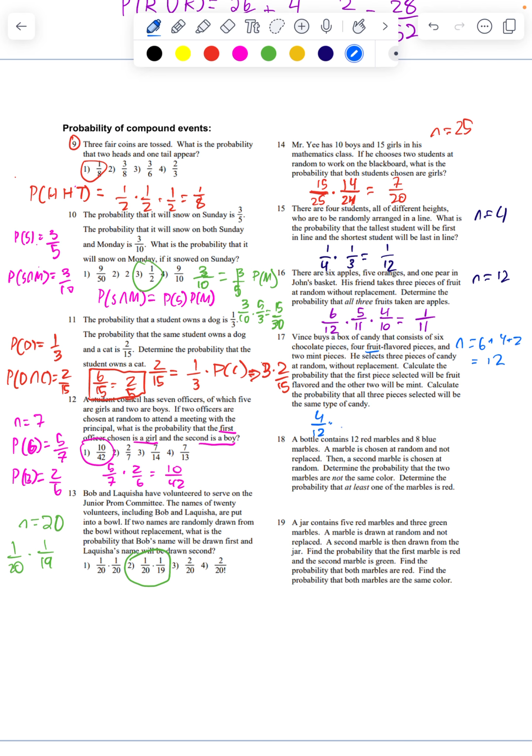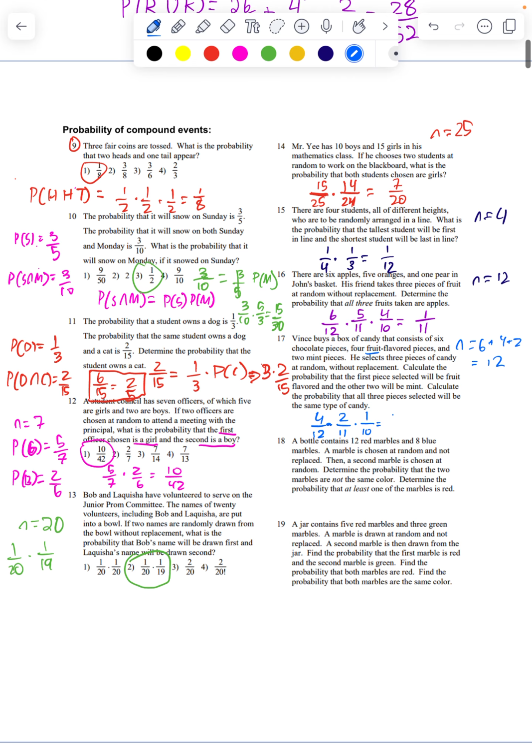And then what's the probability of getting a mint? It's going to be 2. 2 pieces are left of mint, but there's only 11 candies left. And then getting another mint, there's only 1 piece of mint left, and there's only 10 candies, and that's going to give you a number, right? That's going to give you 8/1320, right?